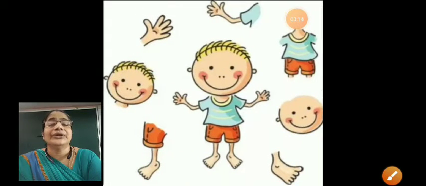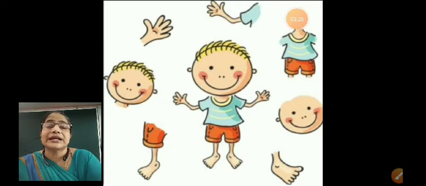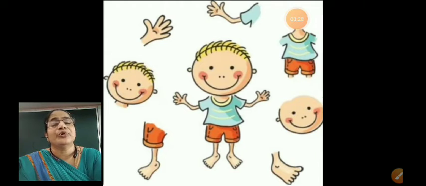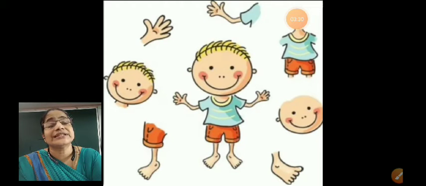Here you can see head, eyes, ears, nose, legs. These are the external body parts, means we can see them.